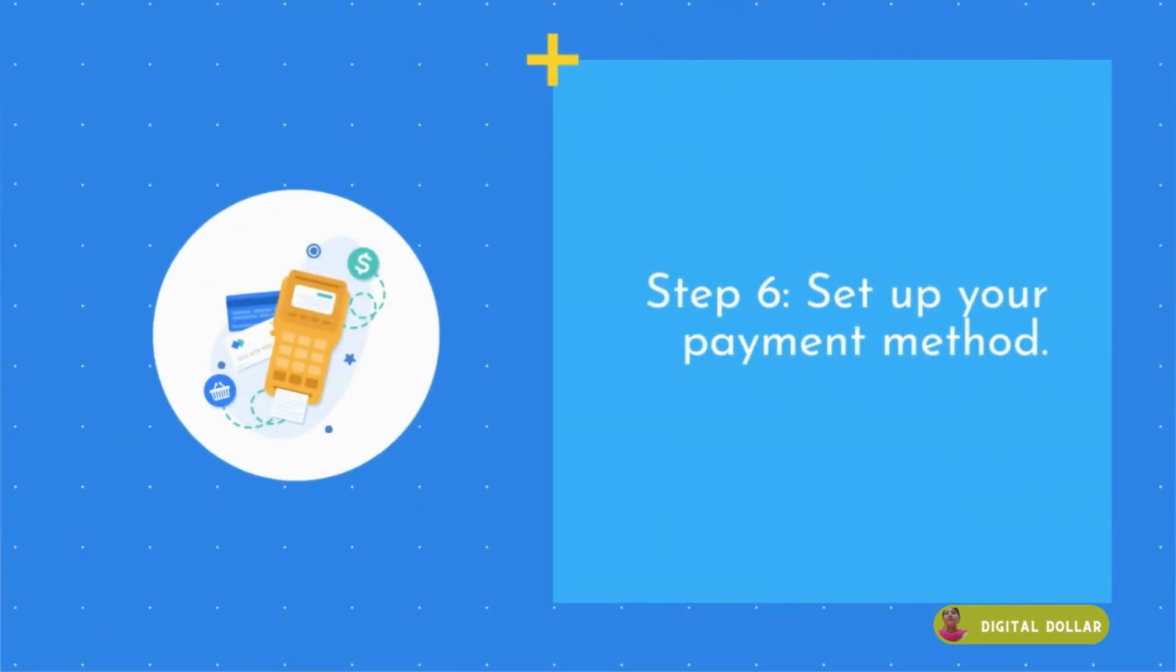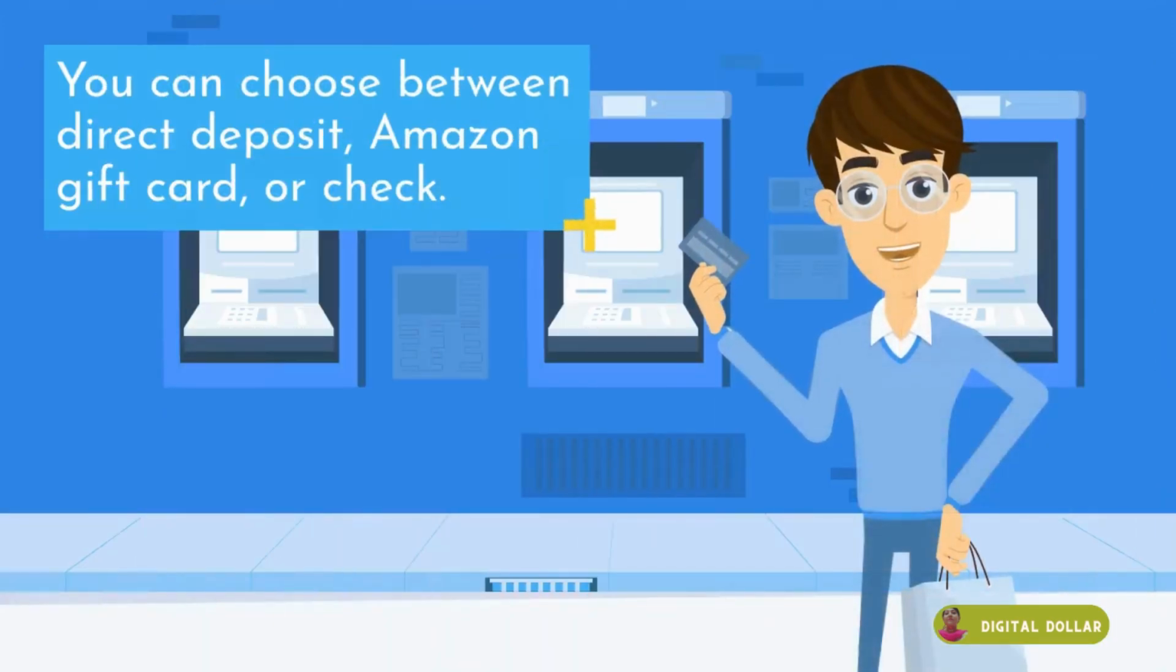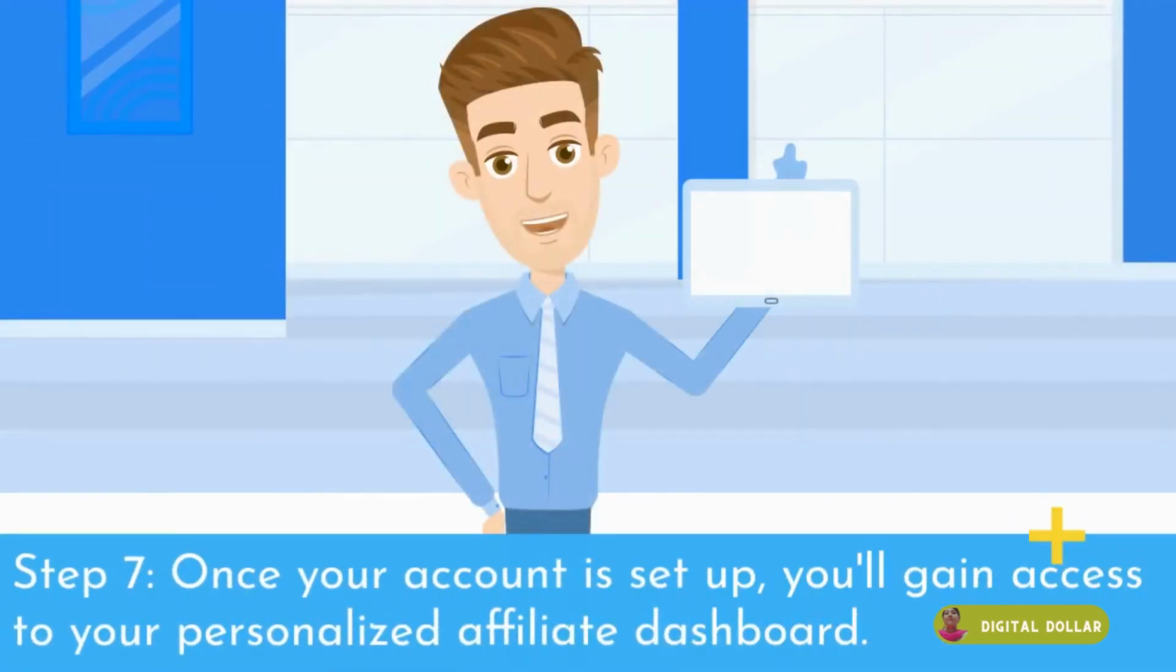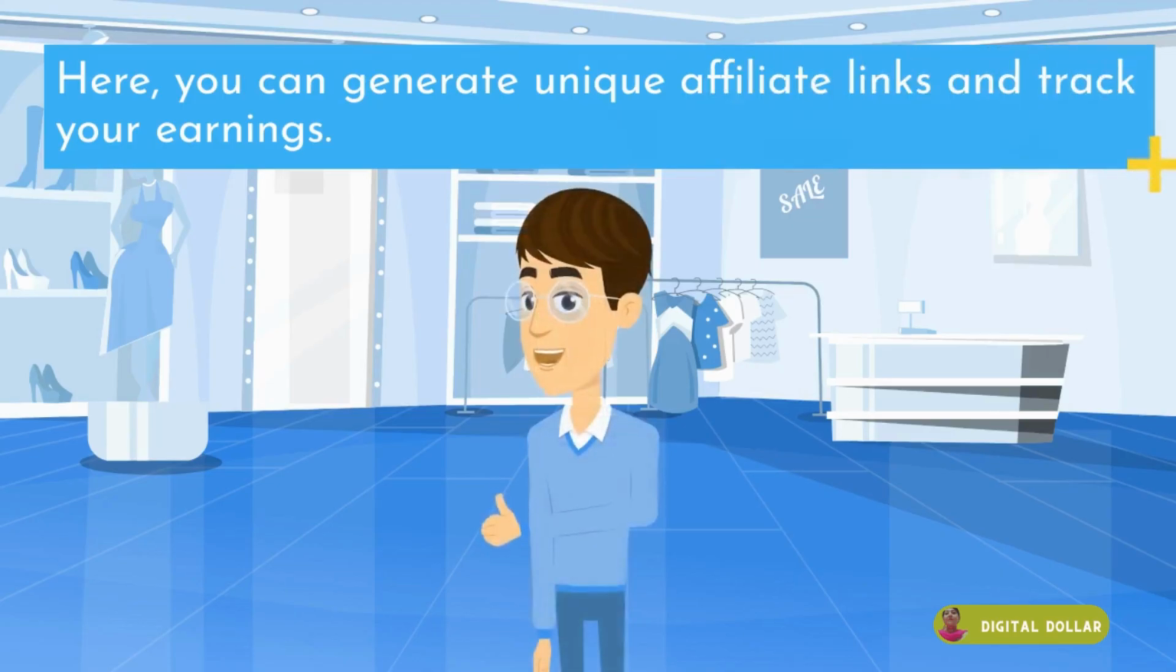Step 6. Set up your payment method. You can choose between direct deposit, Amazon gift card, or check. Step 7. Once your account is set up, you'll gain access to your personalized affiliate dashboard. Here, you can generate unique affiliate links and track your earnings.